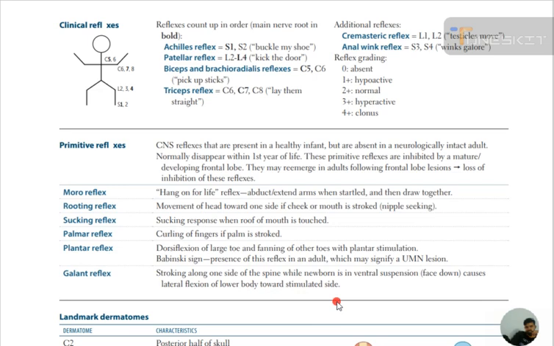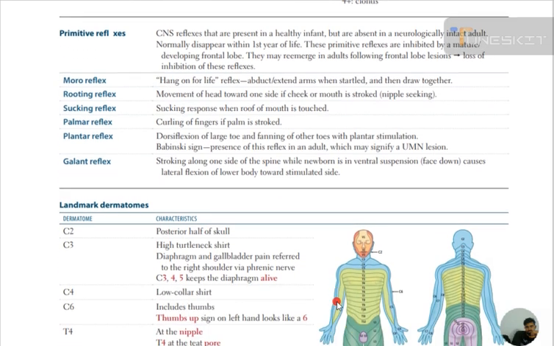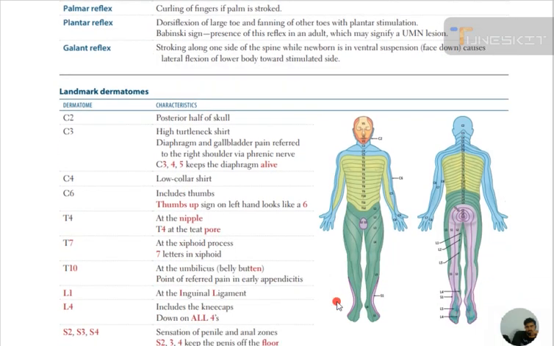So these are the very basic reflexes which should not normally be present in an adult individual. What are the landmarks of dermatomes? C2 is located on the posterior half of the skull. C3, high turtleneck shirt.